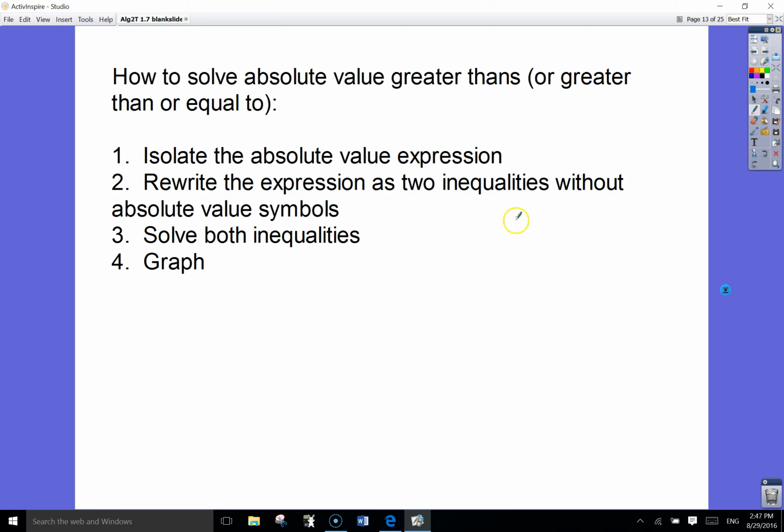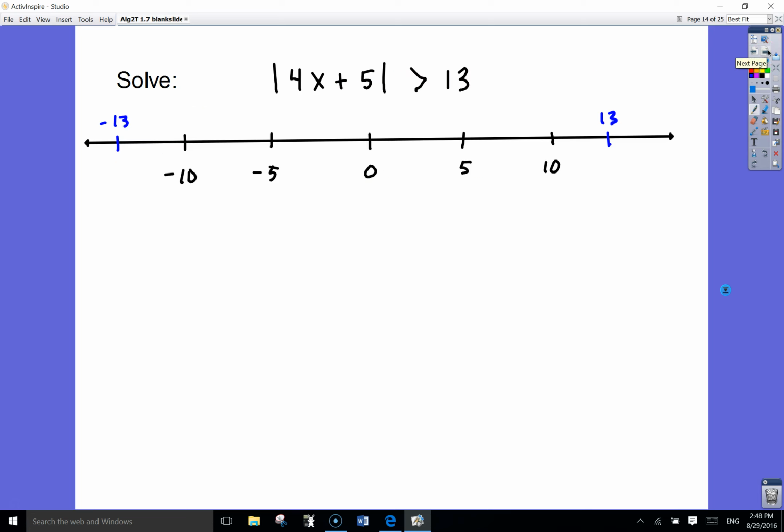If you want to take a second and write these down, and when you're done, go on to the next slide. I'm going to go ahead. So what did we say? First we isolate. In this case, the absolute value is already alone, so I don't need to do anything. And then I need to break it down into two different inequalities and no absolute value symbols. Again, we want to write two inequalities which say the same thing as this absolute value inequality, but don't need absolute value symbols. All right, so what is this telling us?